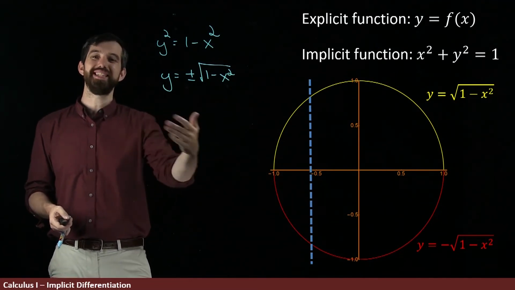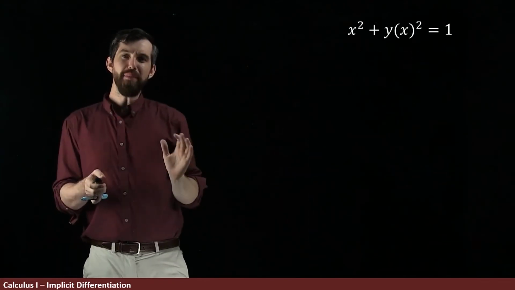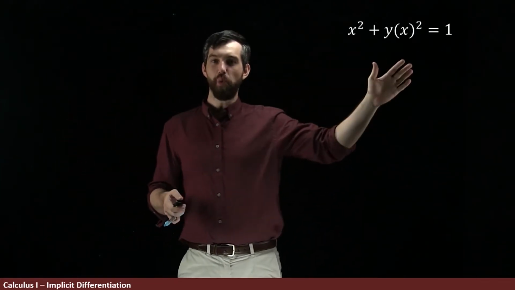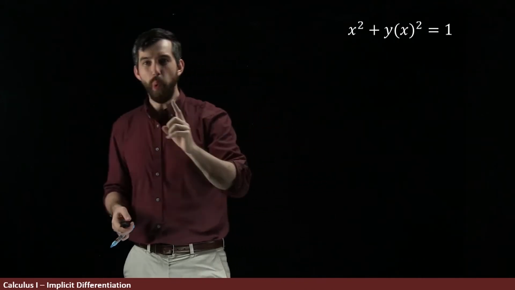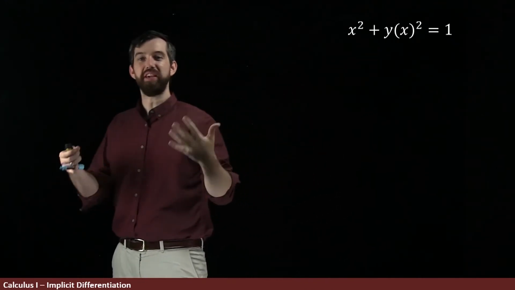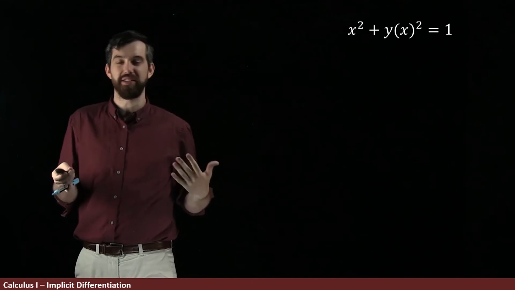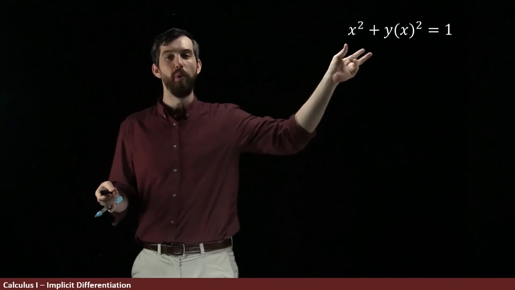But I want to have a bit more of a systematic way to compute the derivative. So the way I'm going to deal with this is I'm going to take my x squared plus y squared equal to 1, but instead of a y, I'm going to write y of x, where I'm thinking that y implicitly depends on x, even though I don't necessarily know what the actual function is.